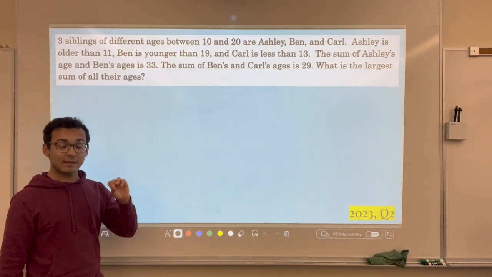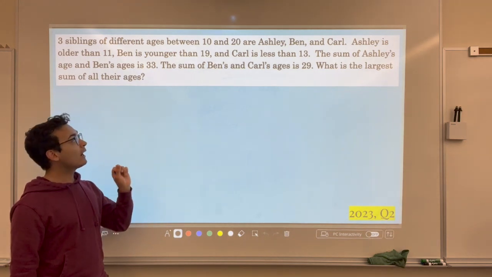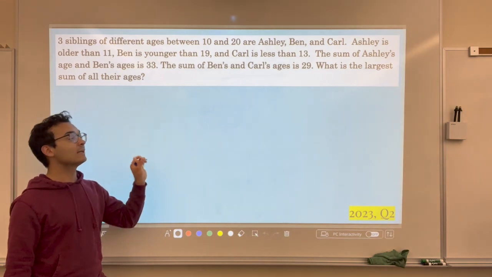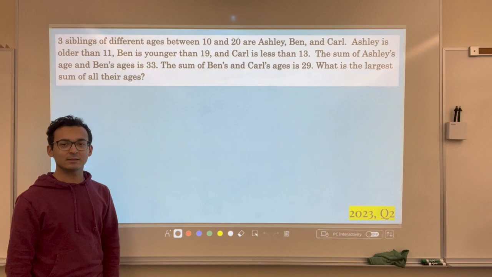Again, it doesn't affect the answer to this problem, but if it did, I think that they would have needed to be more specific here. They would have needed to say inclusive or exclusive. So just keep that in mind in these problems.